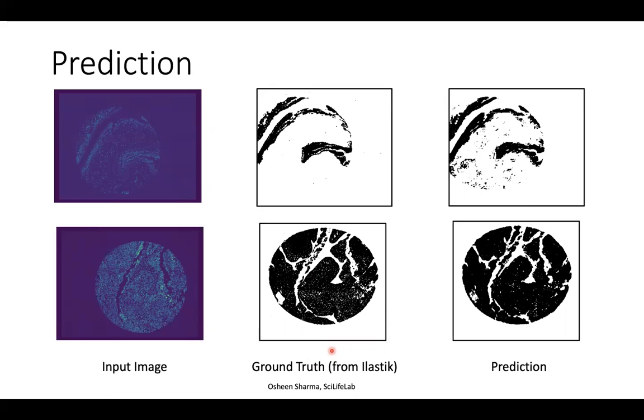Also, I would like to add here that, as we see in this prediction, there are some fine structures that are predicted by the model and are not present in the ground truth. So more work can be done on the ground truth generation part so that we can make our ground truth much better from Ilastik, and the prediction can be even more appropriate in that way.